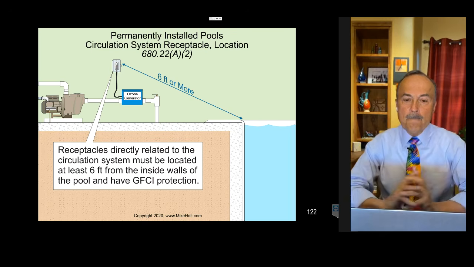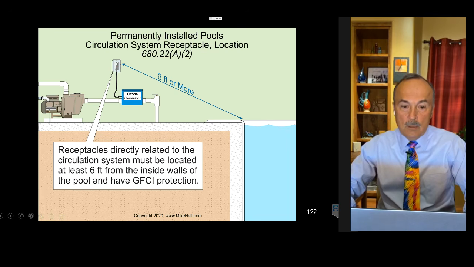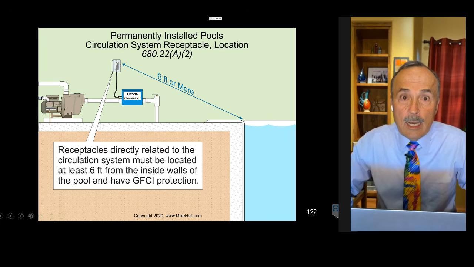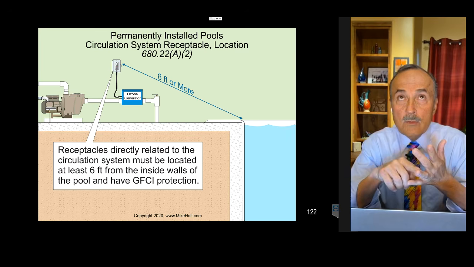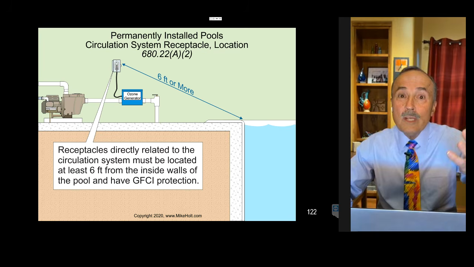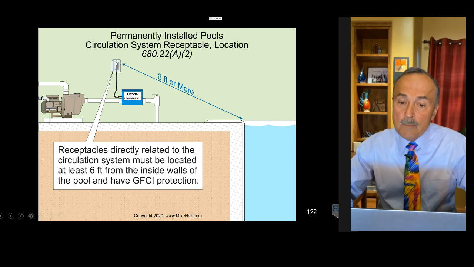So here's what the code is. Receptacles directly related to the circulation system must be located at least 6 feet from the inside walls of a pool and have GFCI protection. Well, there you go. And you notice this receptacle is a duplex. You can put a single receptacle if you want to. I don't know if they make single, we'll have to get research to find out, but the next recording we can answer that. Do they make a single receptacle that is weather resistant, tamper resistant? I don't know. But put a duplex. Who cares? Just put a duplex. You've got it in your truck, and you sit there and screw around with a special order receptacle. But the key here is the receptacle cannot be any closer than 6 feet from the water.